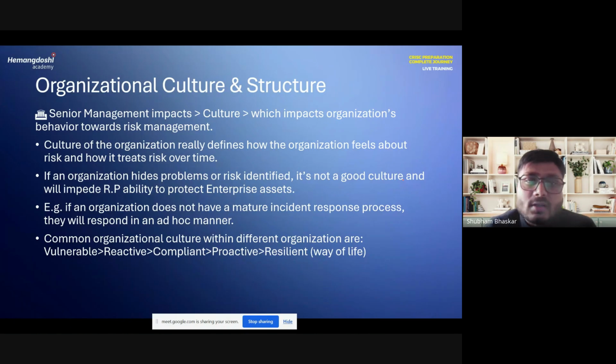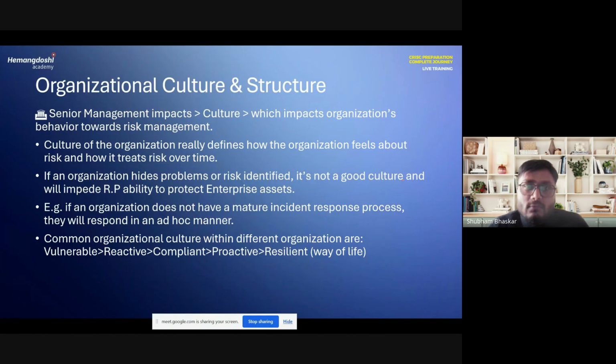So who impacts the culture? Senior management. It's the job of senior management, right? Well, at the end of the day, if you ask granularly, it's everyone's job, but senior management mostly impacts the culture, which impacts the organization behavior towards risk management. If senior management itself is running away from risk, like, why take extra work, they say, you are not bringing me revenue, etc., etc. These are, again, bad culture examples.